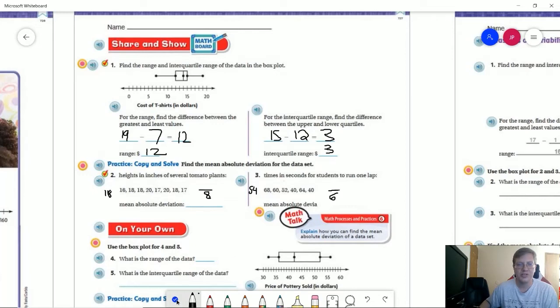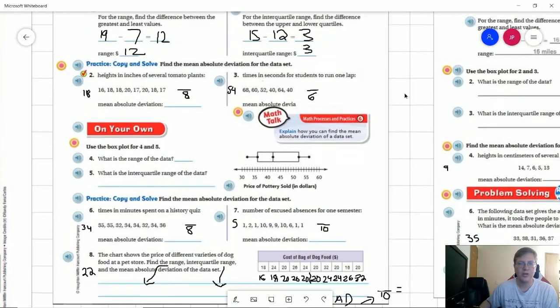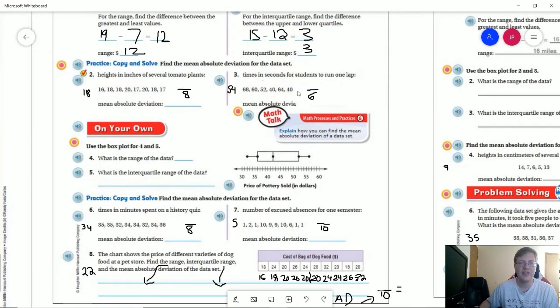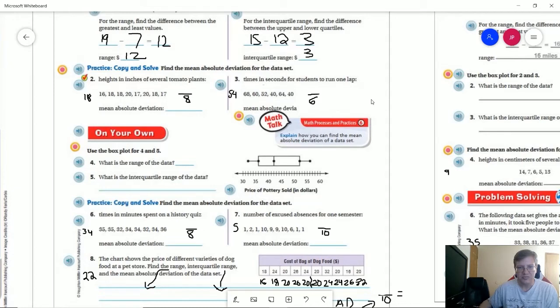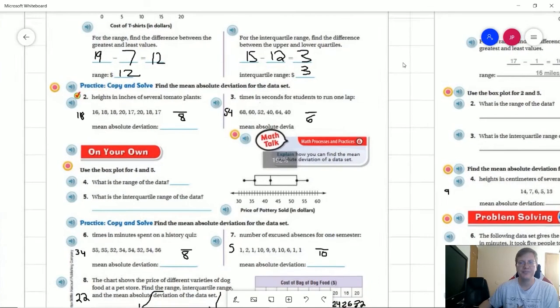So for number 2, number 3, number 6, 7, and 8, I've given you the mean as well as the number of data points. For number 8, I also wrote those out in order from least to greatest. So what I'm going to ask you to do is go ahead and pause the video and work through these problems on your own, see what you come up with, and then when you're ready, go ahead and unpause the video so that we can go ahead and talk through the answers.